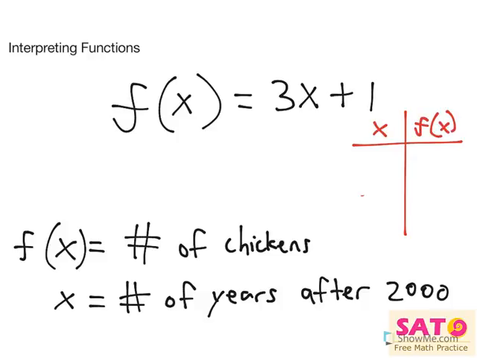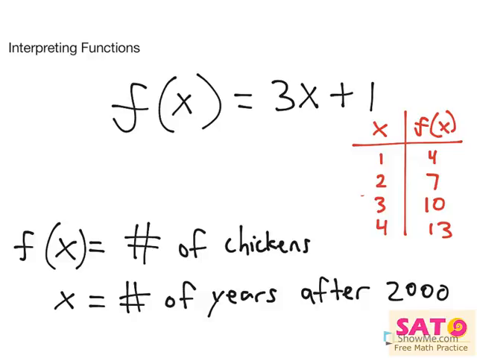Better get used to that notation here. So for 1 year after 2000, we would have 4 chickens. 2 years after 2000, we would have 7, and so on. And really here, we have a function that represents values, and this is what we really apply in the real world. Let's have some scenarios here.